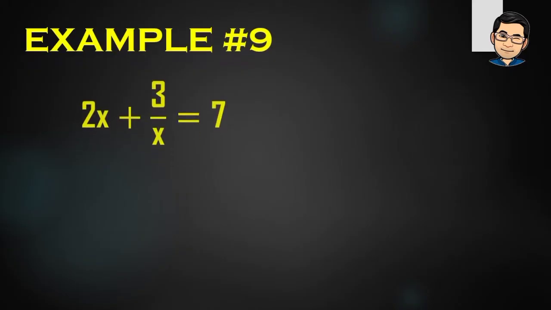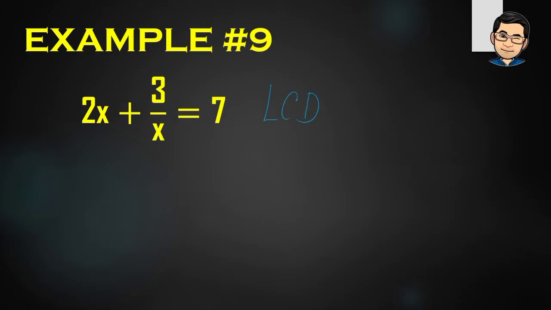So, let's have example number 9. 2x plus 3 over x equals 7. So, pag ganito na po yung given natin, meron siyang parang fraction. So, kailangan natin kunin yung LCD. So, when we say LCD, it is the least common denominator. So, ang denominator ng 2x ay 1, while 3 is x. So, ang ating LCD ay x.